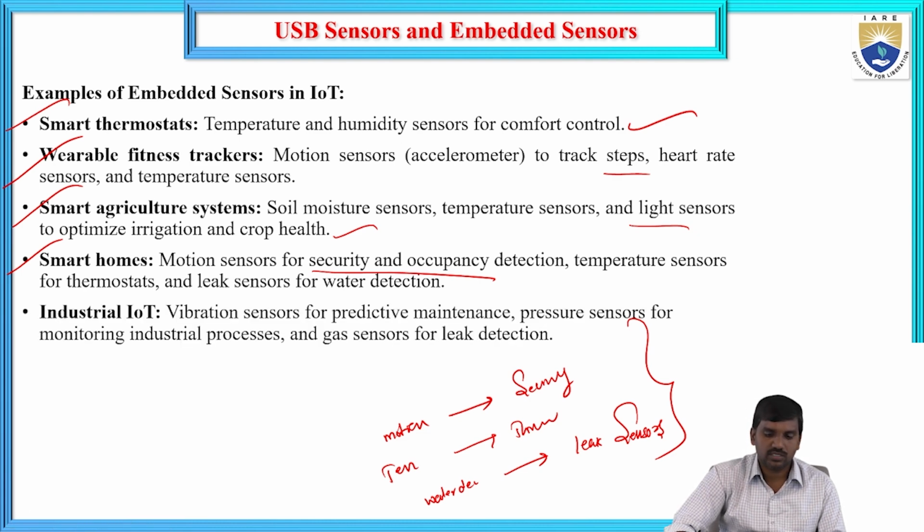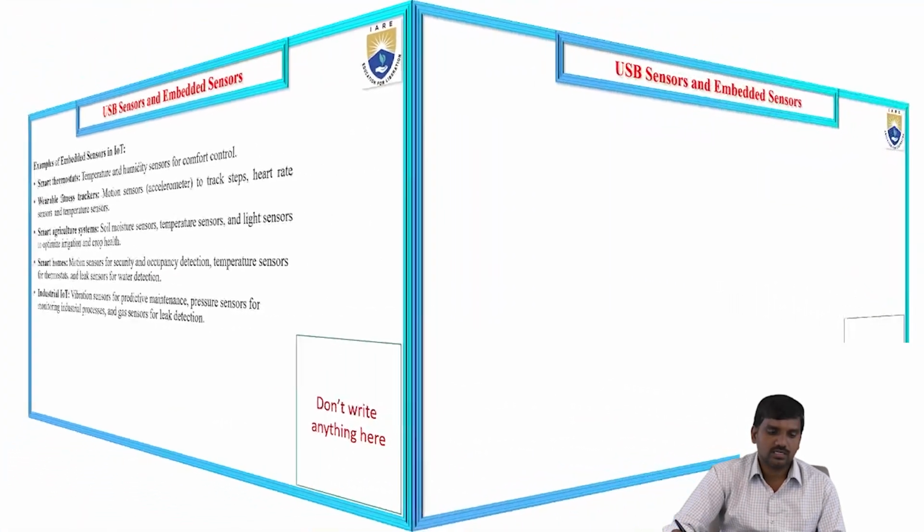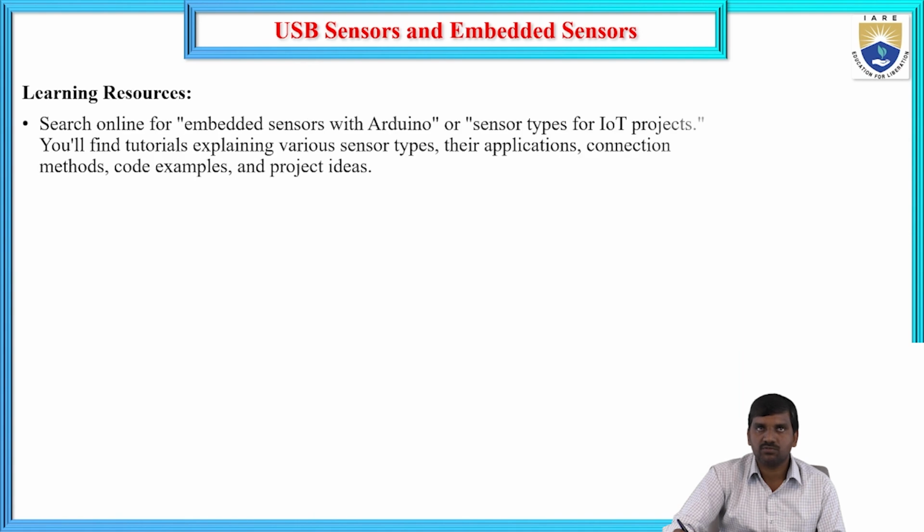And industrial IoT, IIoT: vibration sensors for predictive maintenance, pressure sensors for monitoring industrial processes, and gas sensors for leak detection. These are the examples of embedded sensors in IoT.